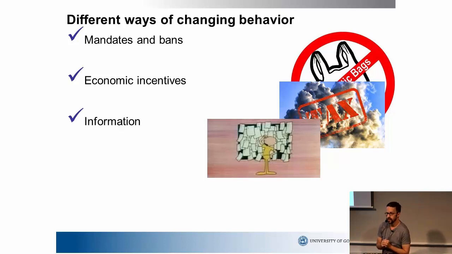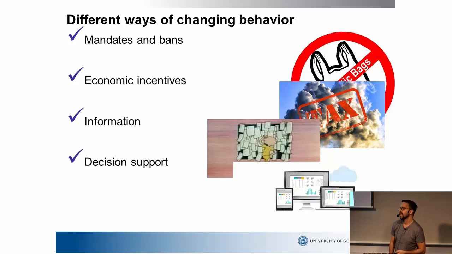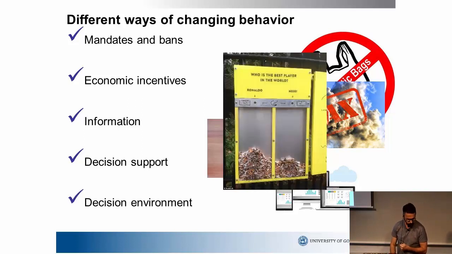Third, inform people, okay? Try to improve the information so that people can make better decisions. Fourth, help them to make better decisions, so decision support. And 5th, affect the decision environment. Okay? The environment where you make decisions affects that decision in different ways. So these will be the 5 different ways that I'll talk about how to change behavior.